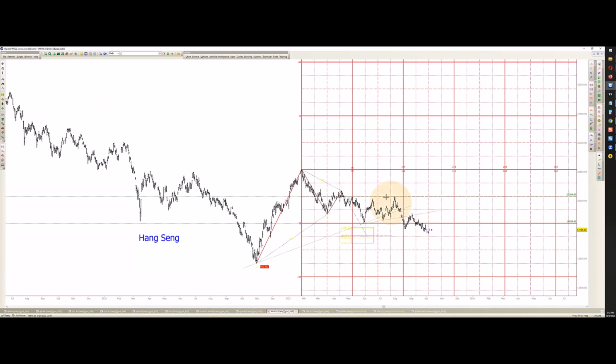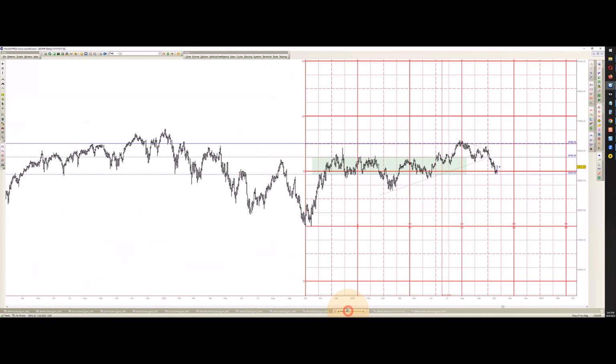And Hang Seng, not much. We're definitely weak. Almost got down to the target. We have an ABCD right there. Almost got down there, so we might have hit that. But as long as we're below 18,054, which is 72 down from the high, it's really kind of weak. So I'll leave it at that.